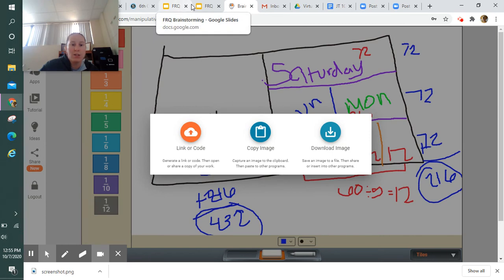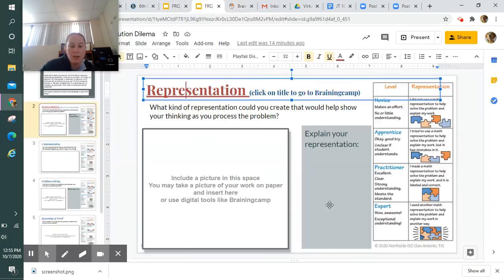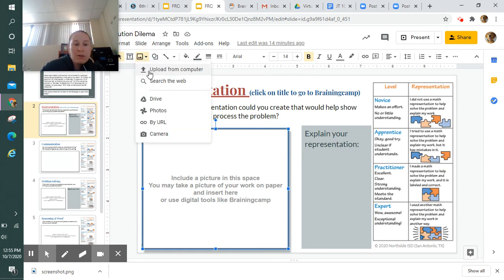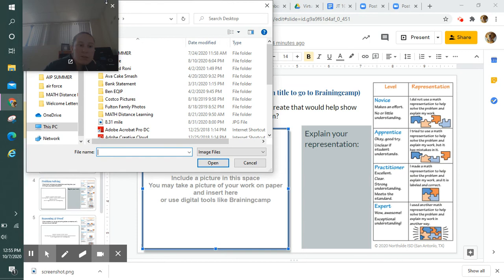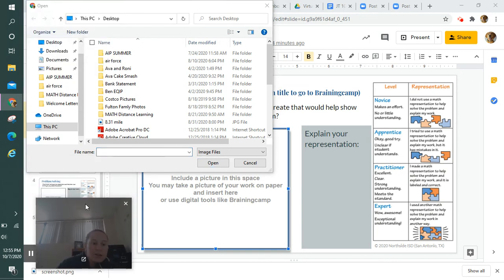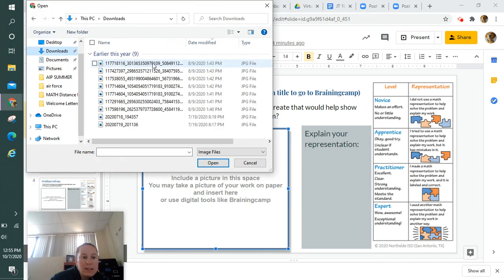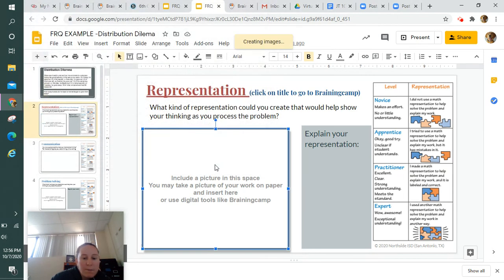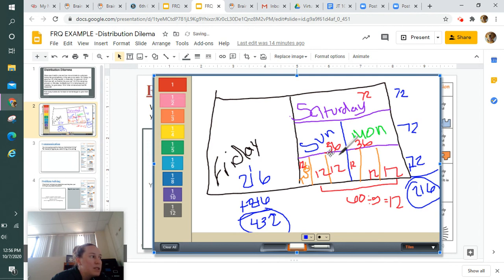We're going to go back to our question, our distribution question, and we're going to put the picture in this box. So I'm going to come up here where it says Insert Image, and I'm going to upload it from my computer. You can also upload it from your drive if you saved it to your drive. Mine's in my downloads because I just downloaded it, and it's a screenshot right here, and I'm going to click Open. When I do that, it puts it on my screen right here.